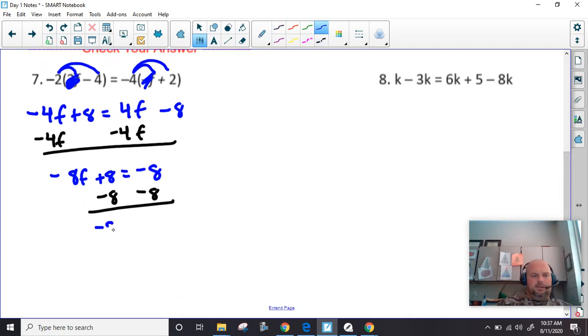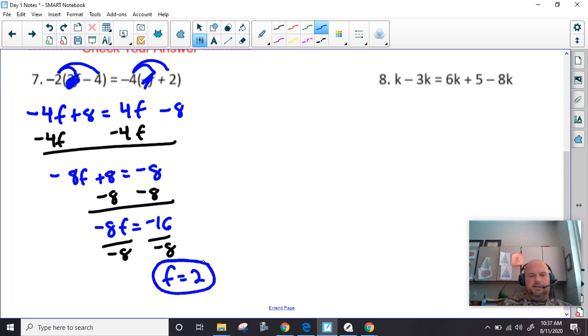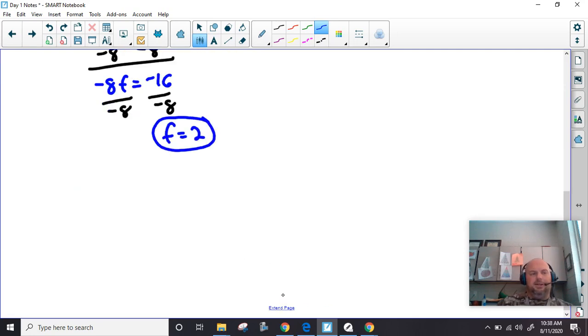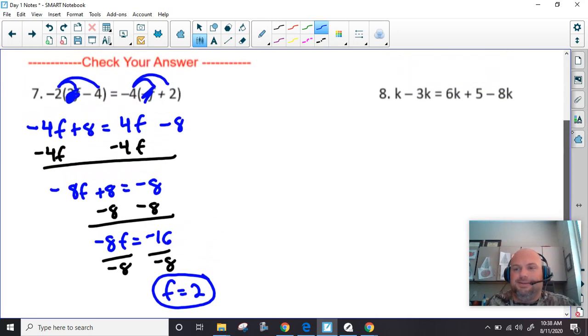All right, so -8f equals -16. And then we divide by -8, divide by -8. So we have f equals 2. Hopefully that is not the thing for your report card or progress report, but hopefully you don't have any F's.